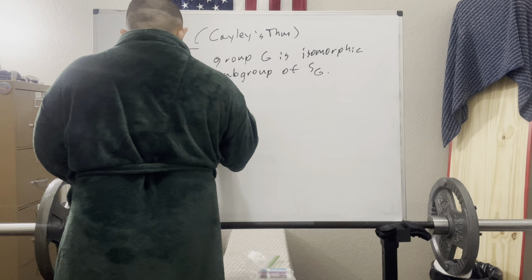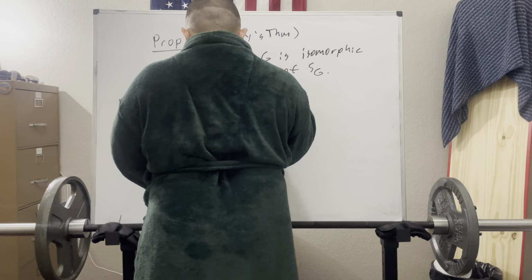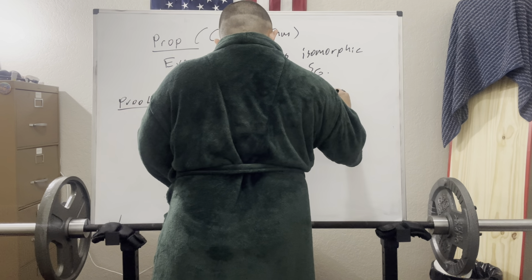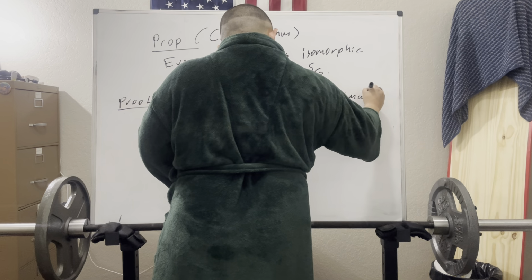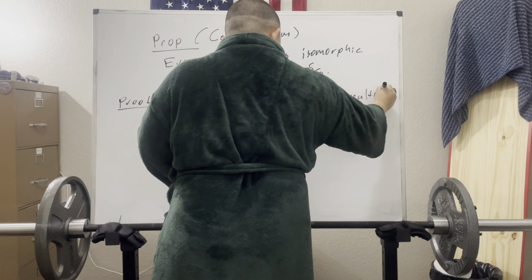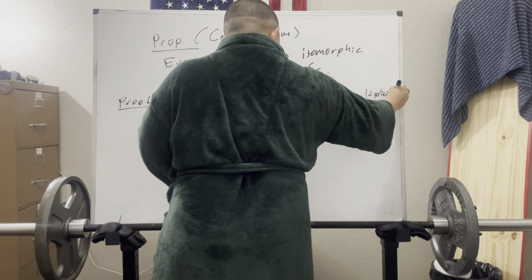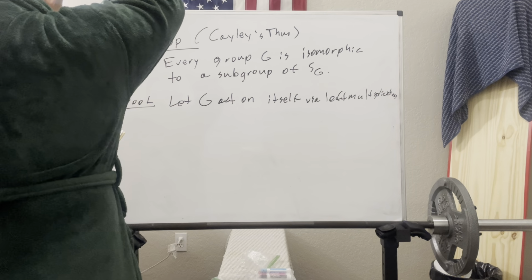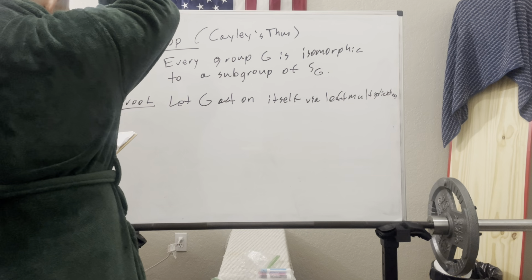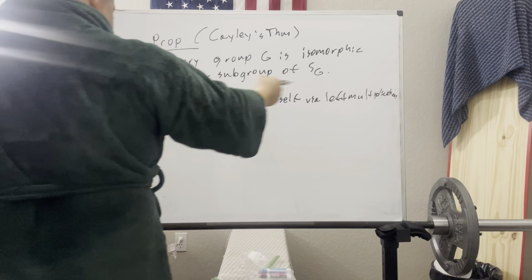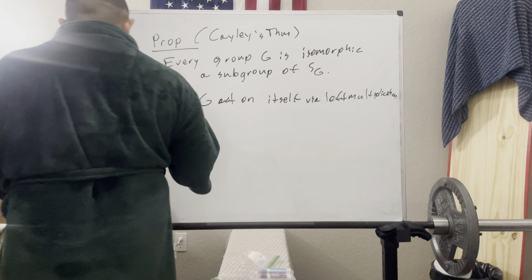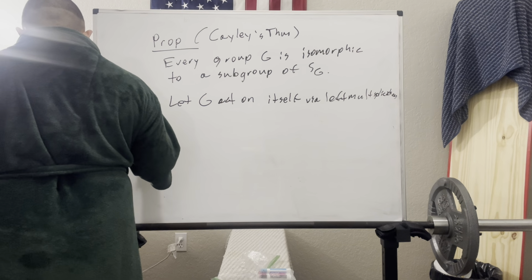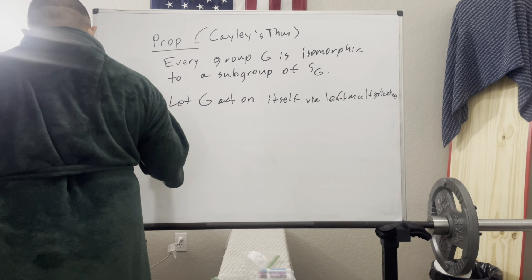Let G act on itself via left multiplication. Which is why mentioning whether it's left or right is very important, because you don't necessarily have it to be the case that everything is abelian. So you have to state directly which it is going to be, left or right. In this case, left multiplication: G operated with x, g times x, is equal to gx.